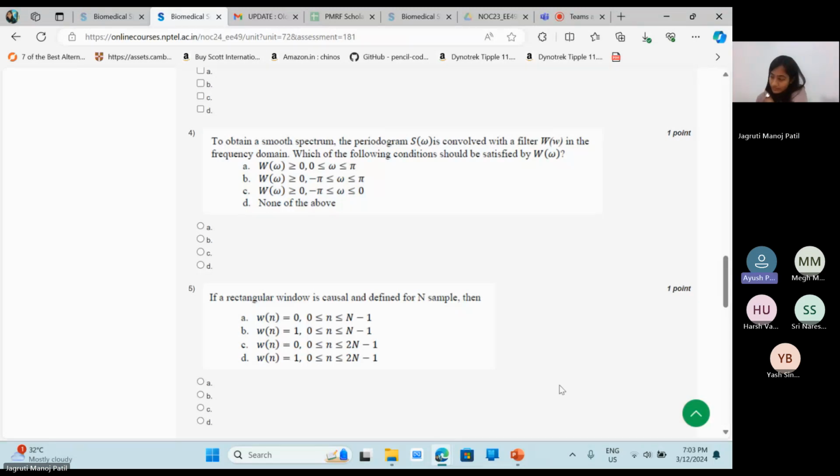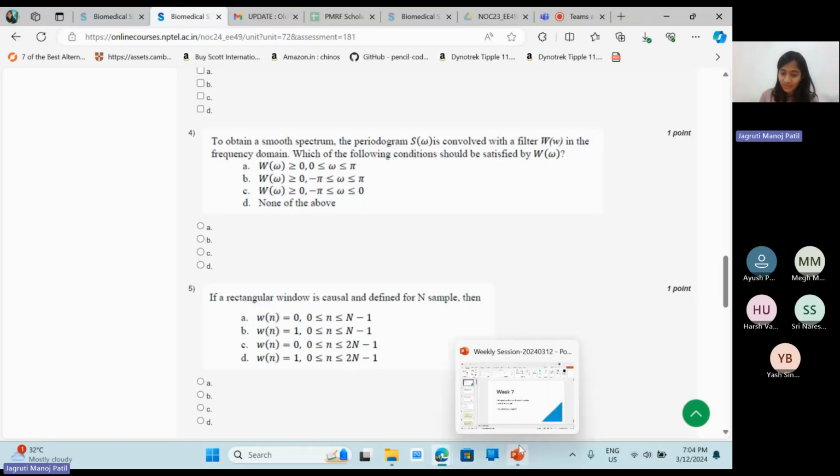Ma'am, according to me, it may be A or B. Probably it can be A, or it can be both. So now you know that it's not negative, right? Yes, ma'am. You have to estimate from these two only. So if it's negative pi to positive pi, you'll have to see what happens.